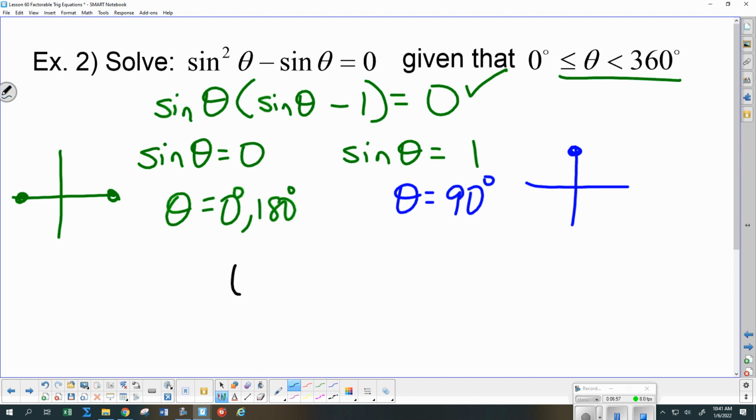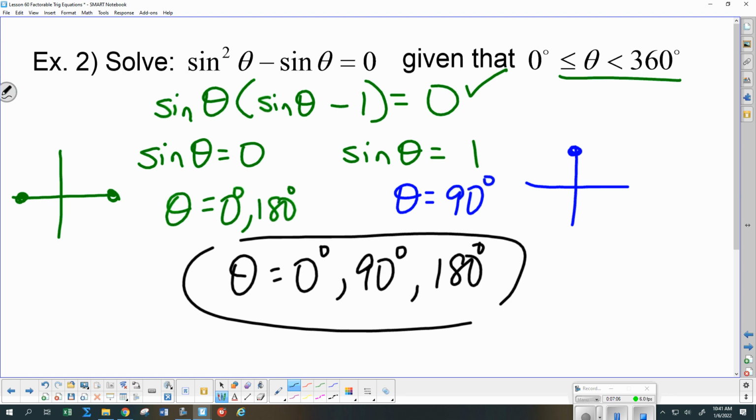Writing these answers in one list in order. Theta is 0, 90, or 180 in order, and each of them written with a degree sign. Questions on that?